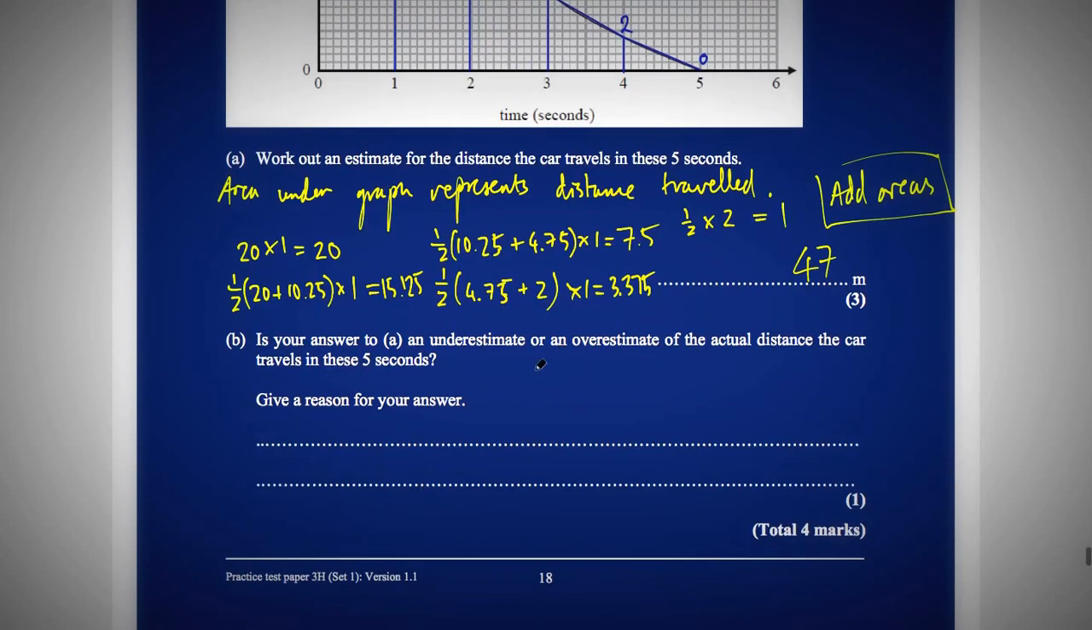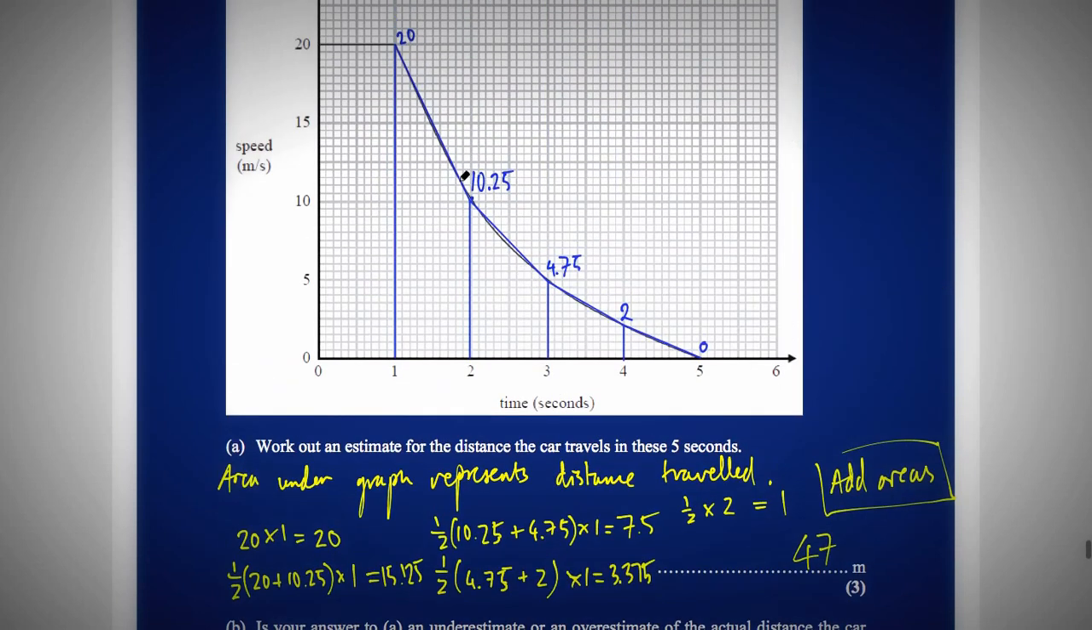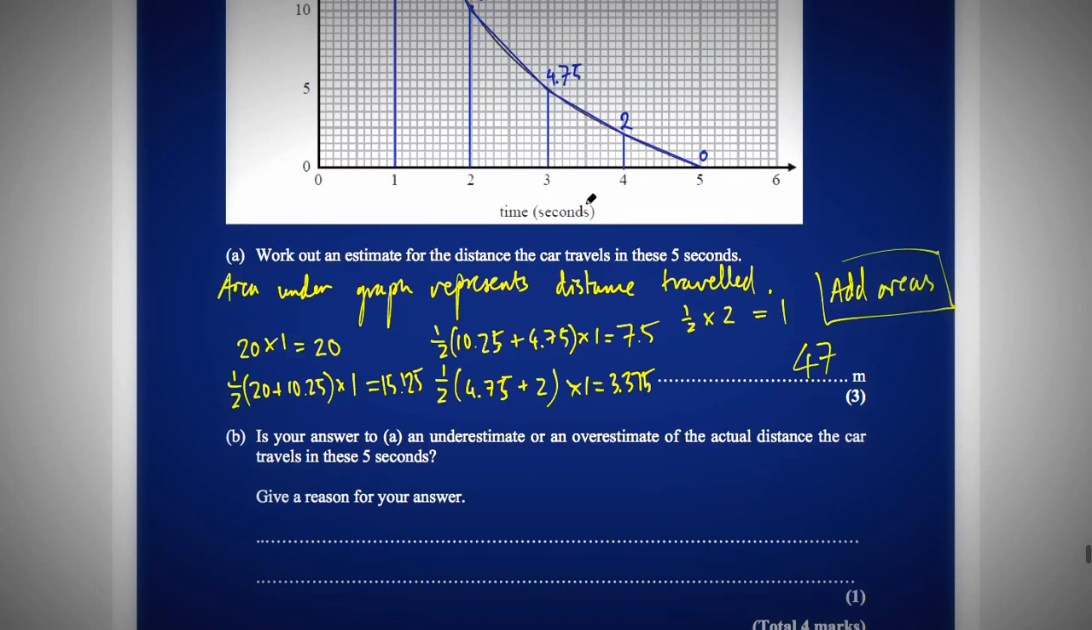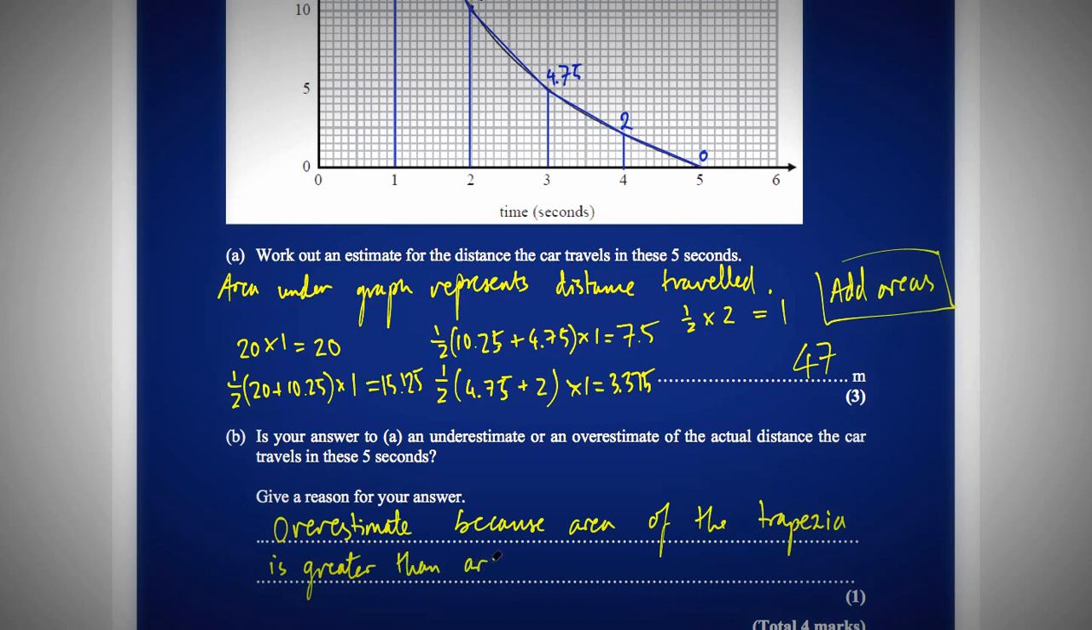Is the answer to A an underestimate or an overestimate of the actual distance the car travels in these 5 seconds? I can see that the area of my trapezium is actually slightly bigger than the area under the curve because of the way the curve goes inwards. So it's an overestimate, because area of the trapezia is greater than area under the curve.